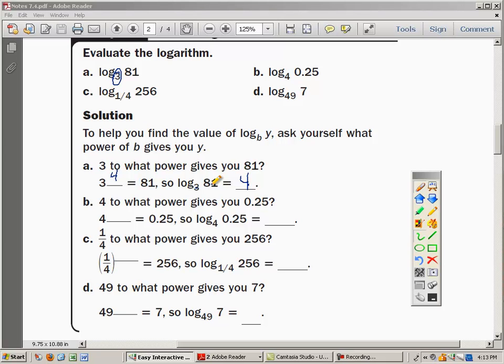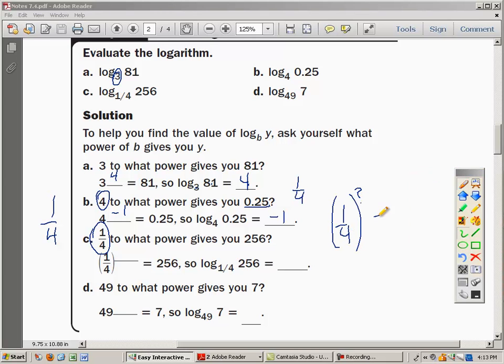4 to what power gives you 0.25? Well, remember, 0.25 is the same thing as 1/4, and you can see that if I just take 4 to the negative 1 power, 4 to the negative 1 power would make it 1/4, which is 0.25. So that says that the log base 4 of 0.25 is negative 1. All right. Next one's a little bit tricky here. This is 1/4 to what power is going to give me positive 256.